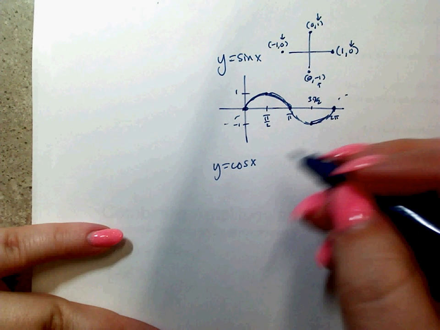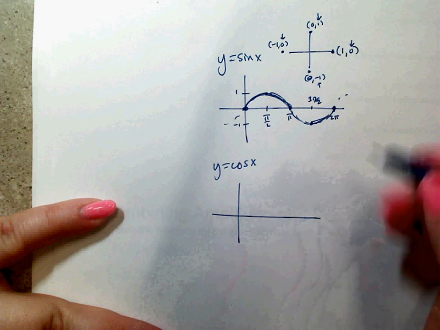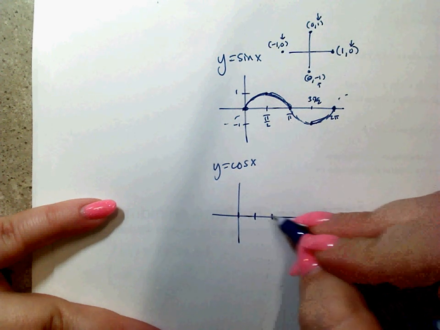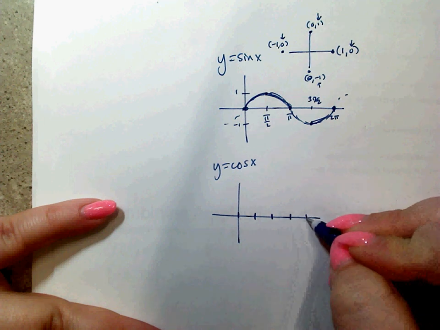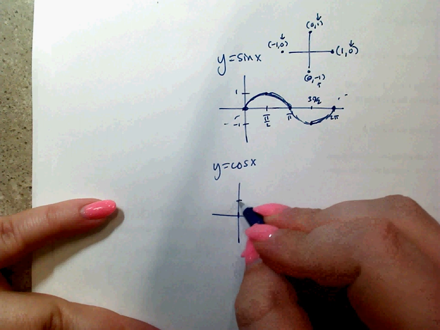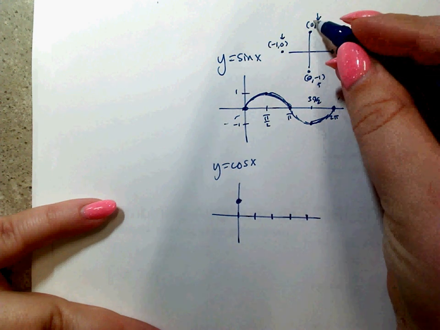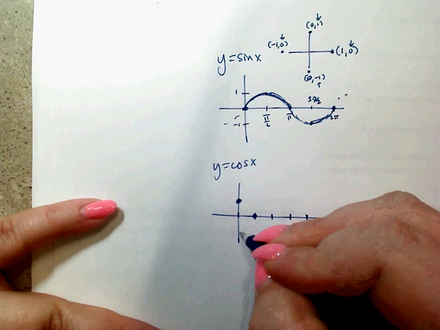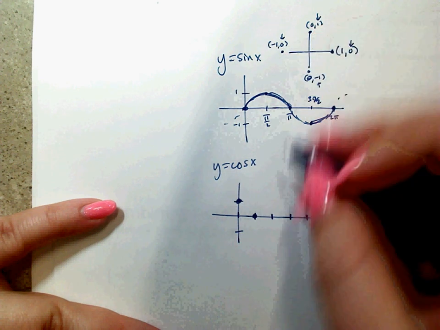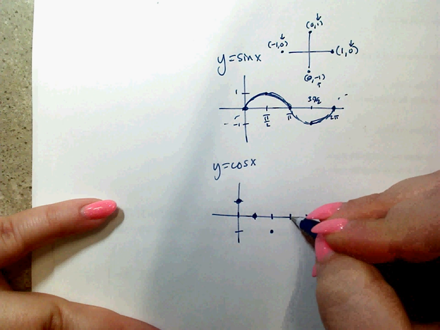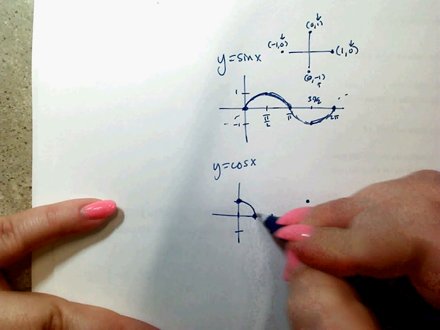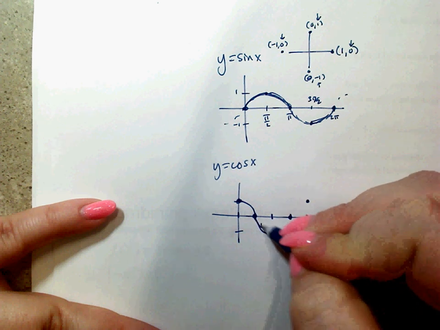And then cosine, at 0, half pi, pi, 3 halves pi, and 2 pi. At 0, cosine is 1. And then cosine is 0 at pi over 2. And then cosine is -1 at pi. And then back to 0, and then back to 1. So the cosine wave actually looks like this.